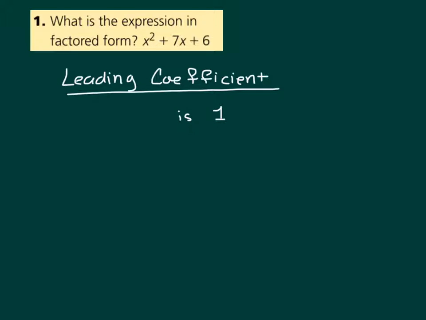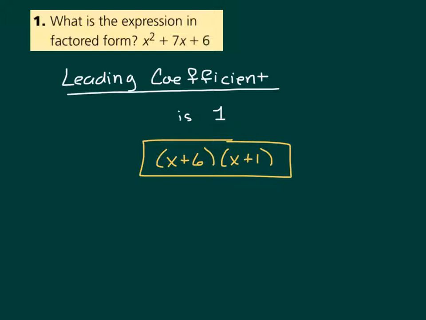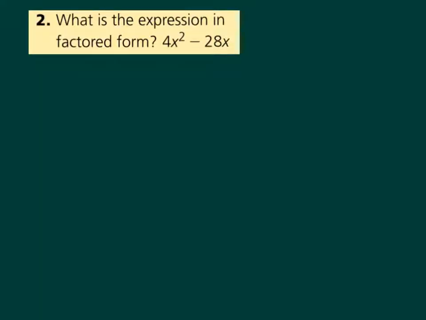When the leading coefficient is 1, you just want to find two numbers that multiply to 6 and add to 7. Those two numbers are positive 6 and positive 1. And that is how we factor this quadratic. Quadratics will hopefully, usually, factor as a product of two binomials. What is this expression in factored form?